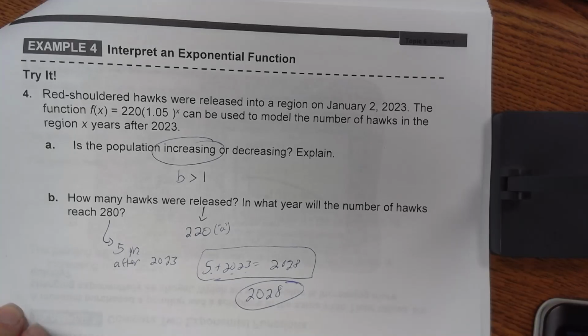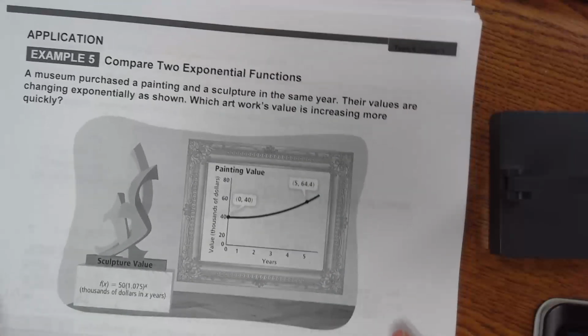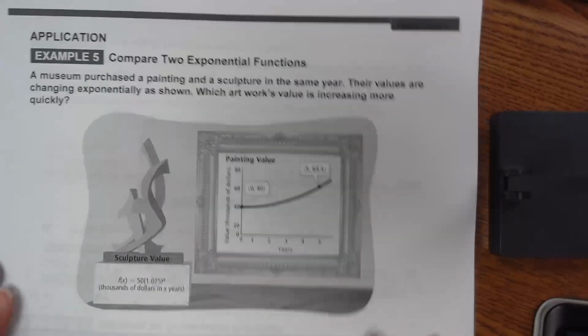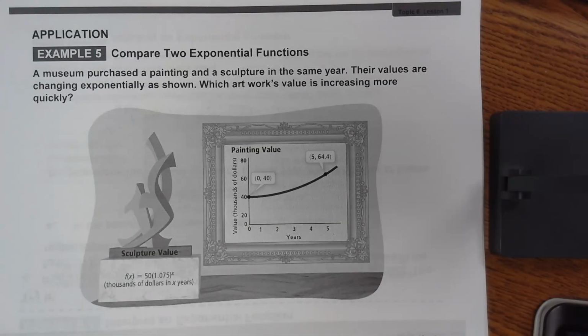All right, the last type of problem is going to be comparing two different values. Now, we don't have either equation, but let me read it. It says, a museum purchased a painting and a sculpture in the same year. Their values are changing exponentially as shown. Which artwork's value is increasing more quickly? Okay, so quickly, we're talking about the rate. So which one has a higher rate compared to everything else?